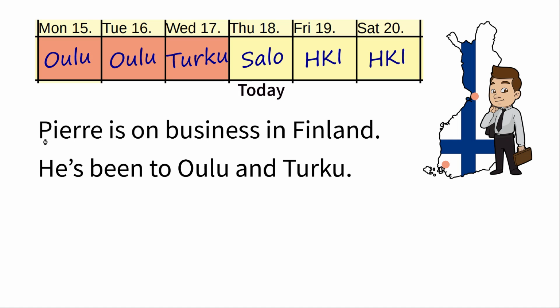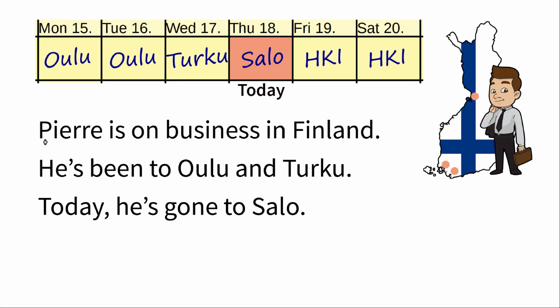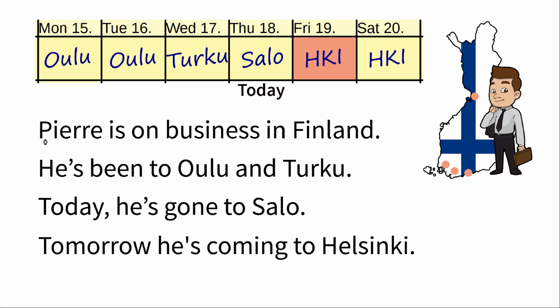Okay, so Pierre is on business in Finland. Now, so far on his trip, he has been to Oulu and Turku. He's visited Oulu and Turku. And today, he's gone to Salo. Today, he's visiting Salo. Today, he's gone to Salo. And tomorrow, he's coming to Helsinki. Now, I'm using coming here because I'm in Helsinki, and so tomorrow, he's coming to Helsinki.